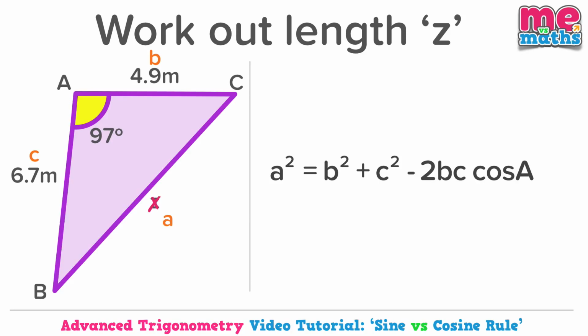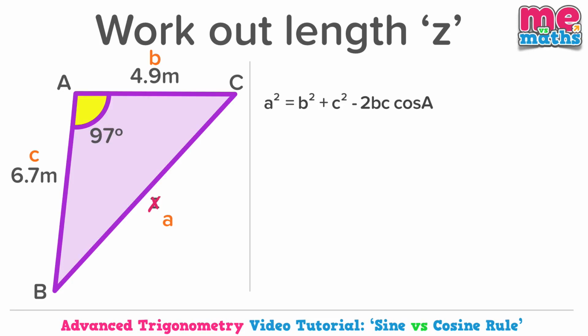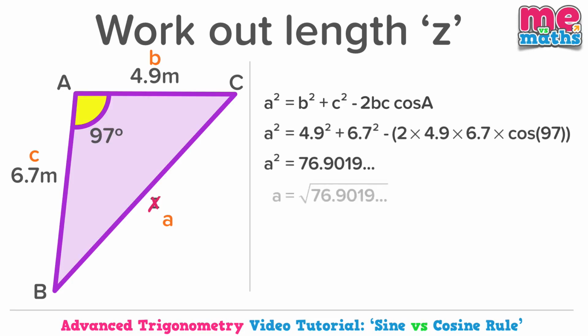Now we can use the cosine rule without any more changes. Let's substitute in all our given values then and solve this question. Remember to be particularly careful with all these steps, as it's so easy to make a mistake on the cosine rule, and eventually we arrive at our final answer of 8.8 metres.